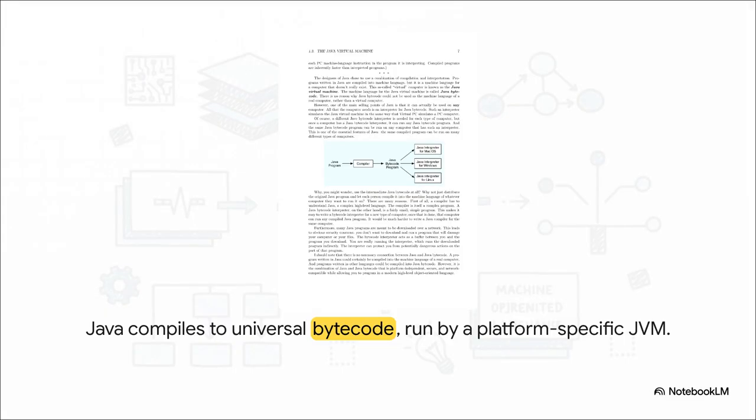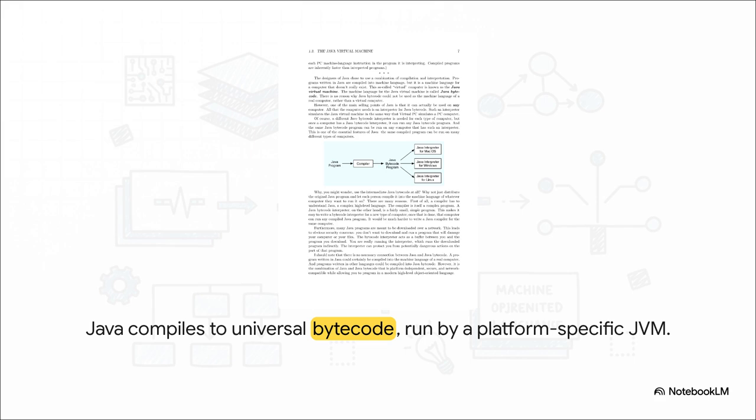And this is where Java's solution was just brilliant. Instead of compiling your code for one specific machine, the Java compiler turns it into this universal middle ground language called bytecode. Think of it like a generic set of assembly instructions for a computer that doesn't actually exist.